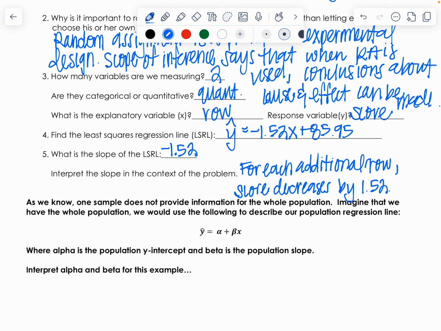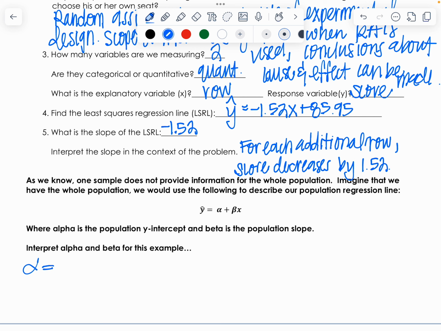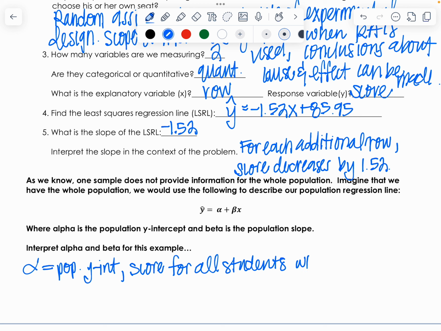Alpha for this sample would be the population y-intercept. And to interpret that, it would be the score for all students when row is 0. So we could call that the starting score.